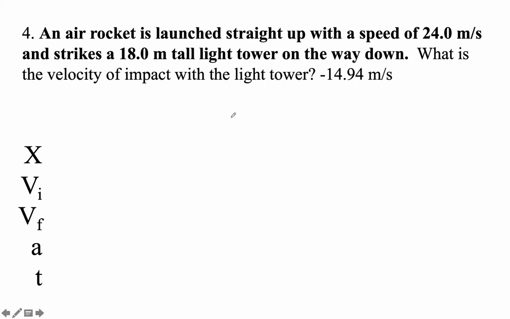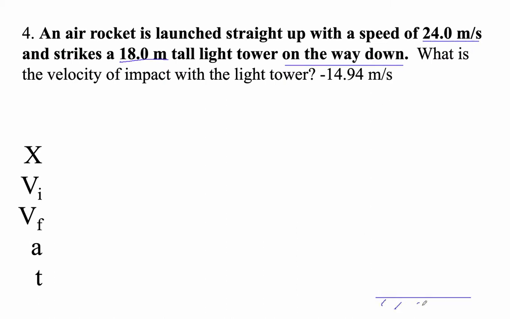Another air rocket launched straight up, speed of 24 meters per second, strikes an 18 meter tall light tower on the way down. What's its velocity of impact with the light tower? So it's on the way down, right? This will be a key thing. Let's draw a picture of this.